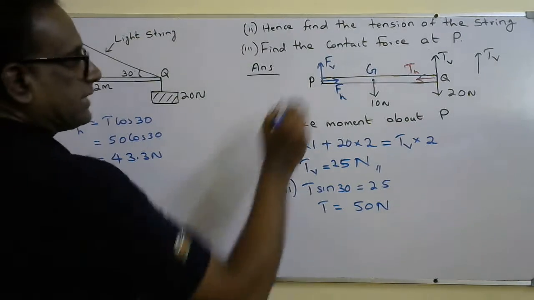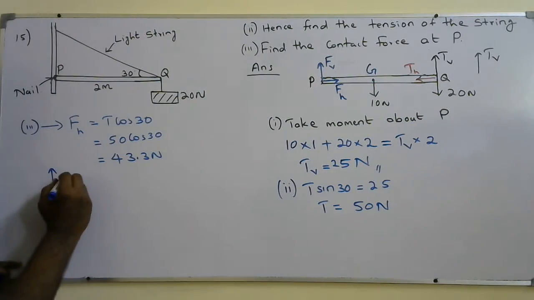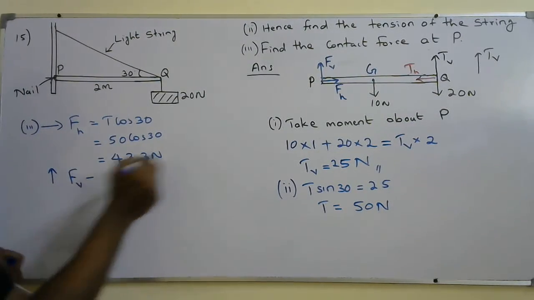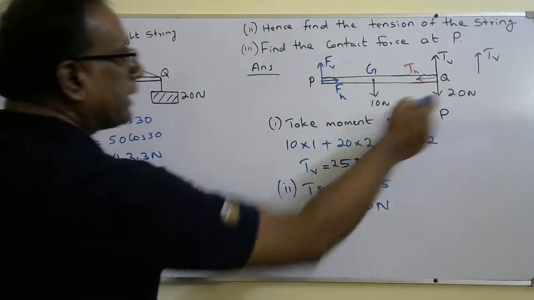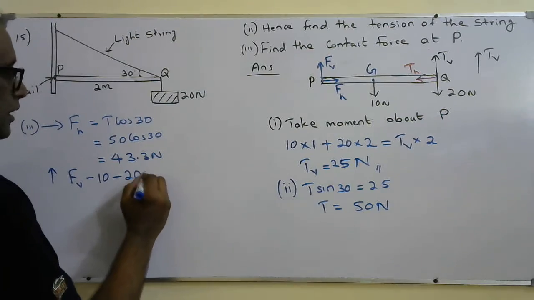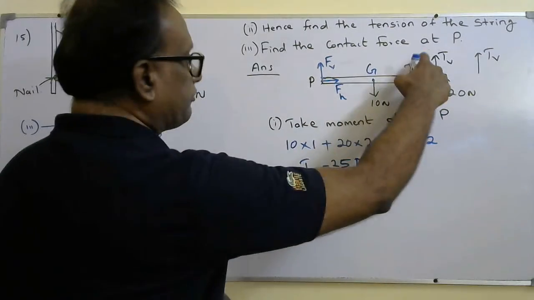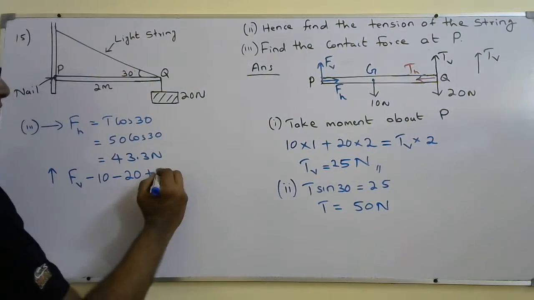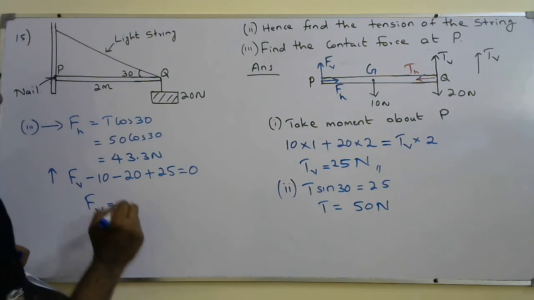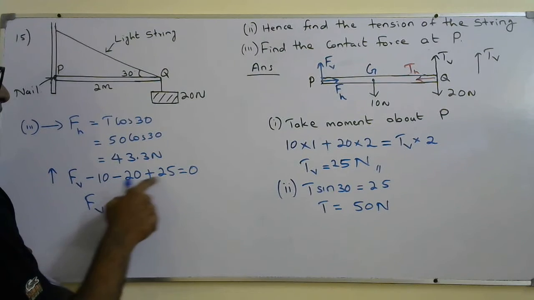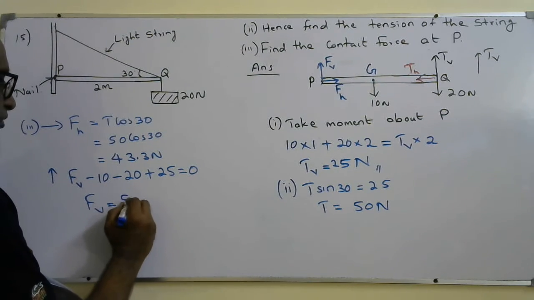So vertically, when I consider the vertical direction, I have FV minus 10 minus 20 plus TV, I found TV as 25, equals 0. So FV will be minus 30 plus 20 minus 5, so 5 Newton.